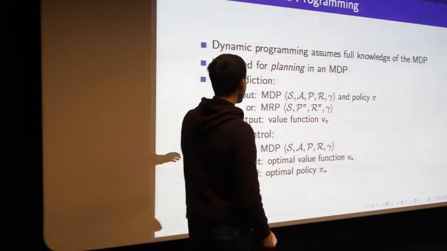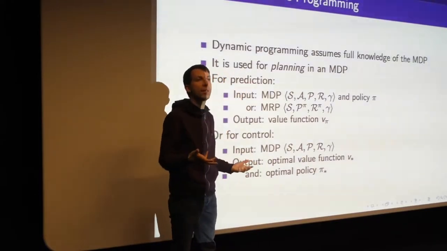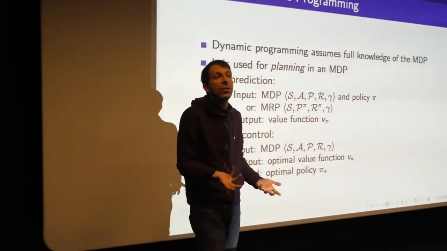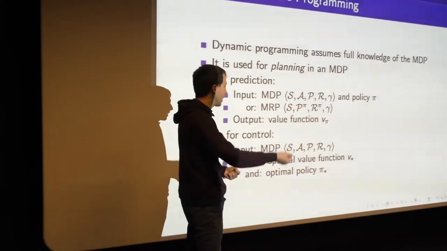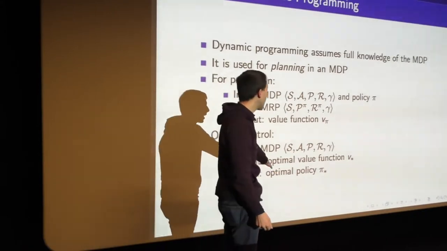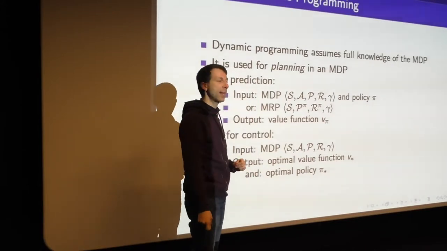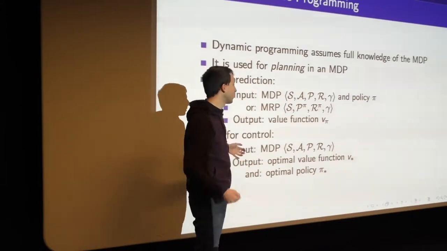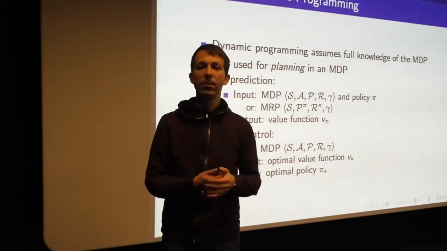Sorry, I should have said, in addition to outputting the optimal value function, when we do control, the thing we ultimately care about is a policy. We want to know how to behave. What's the action that will give us the most reward in every situation? For every state, tell me the best action that you can take. And that is the optimal policy. And this implies this, as we saw in the last lecture. So when we do control, we pass in an MDP, and we get back the optimal value function, or equivalently, the optimal policy.